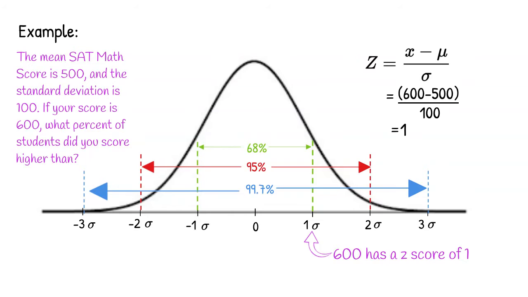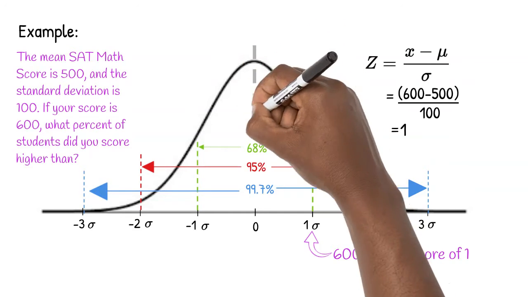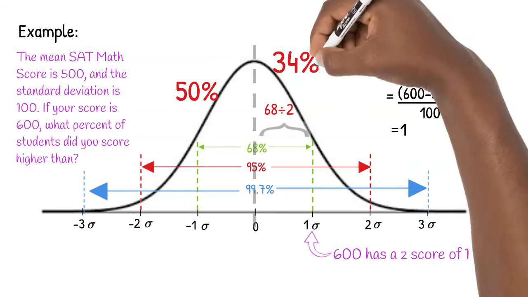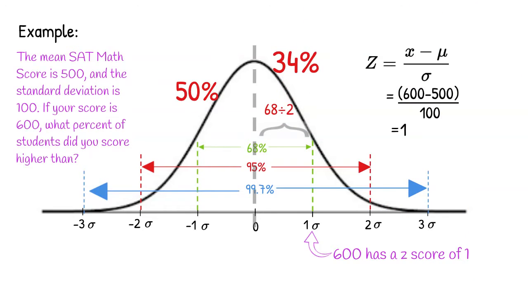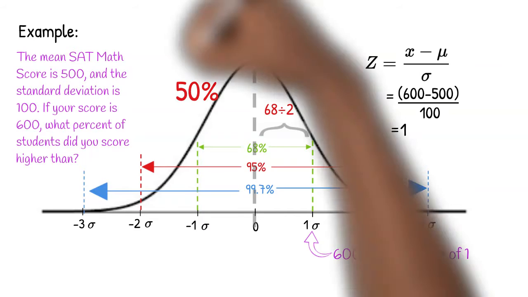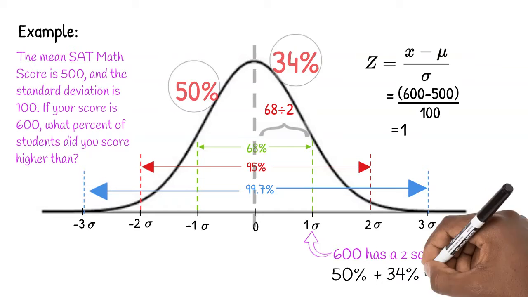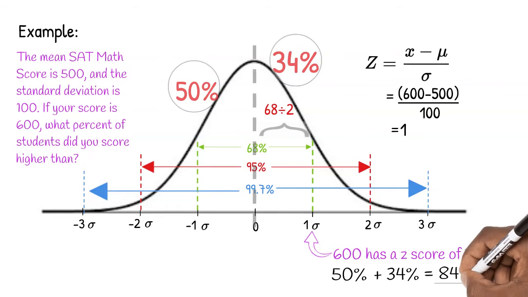Since we are interested in the percent of students you scored higher than, the scores of these students are lower than or to the left of 600. 50% of students are to the left of the line of symmetry. We divide 68 by 2 to get the percent of students one standard deviation above the mean. We add 50% to 34% and get that you scored higher than 84% of students.